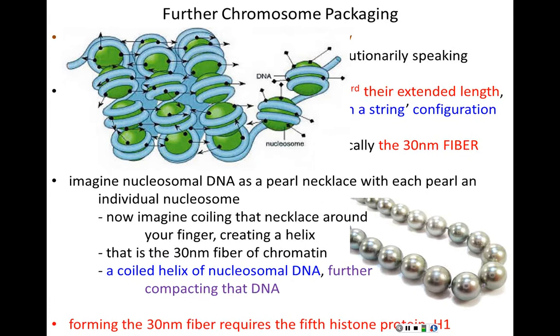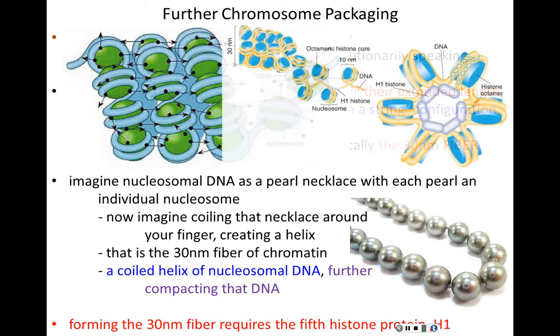Forming the 30 nanometer fiber requires the fifth histone protein we alluded to before, called H1. You can see here, this shows both views. We see the coiled coil of the 30 nanometer fiber over here. This, we're looking down into the barrel of the coil, so it's as though we've removed our finger and we're looking down the hollow that our finger has left behind, and you can see the H1 histone here is involved in maintaining this structure.